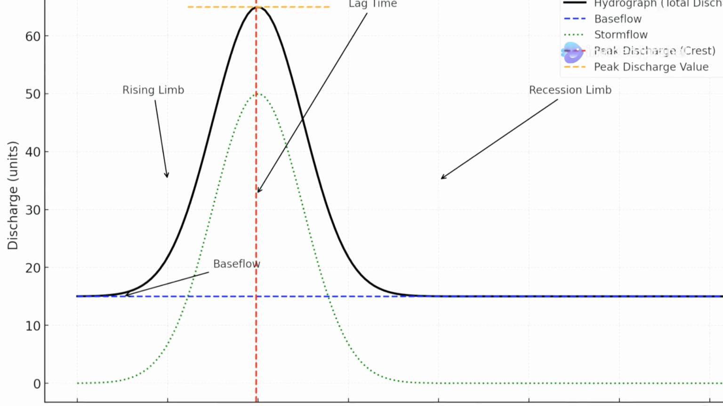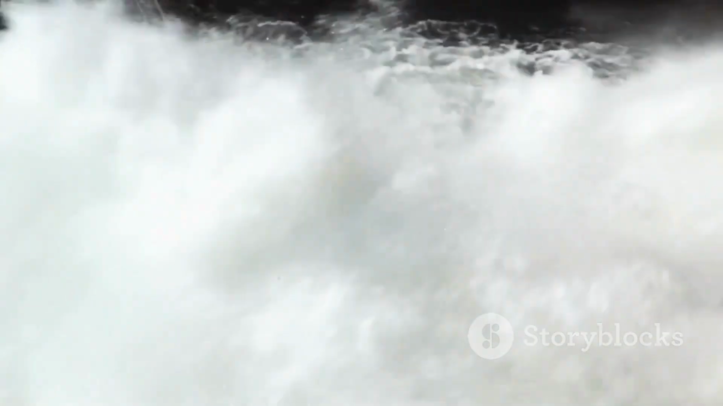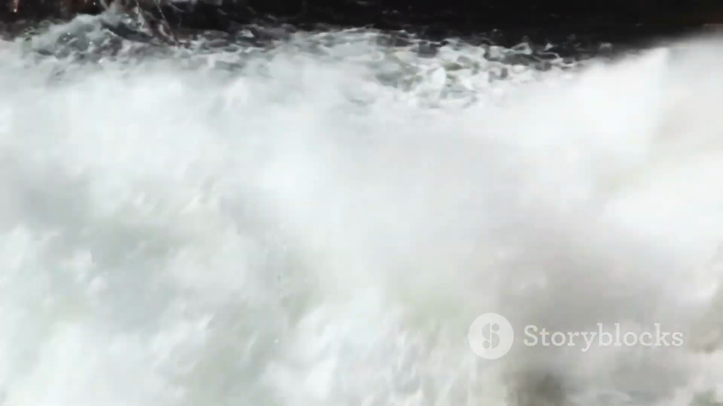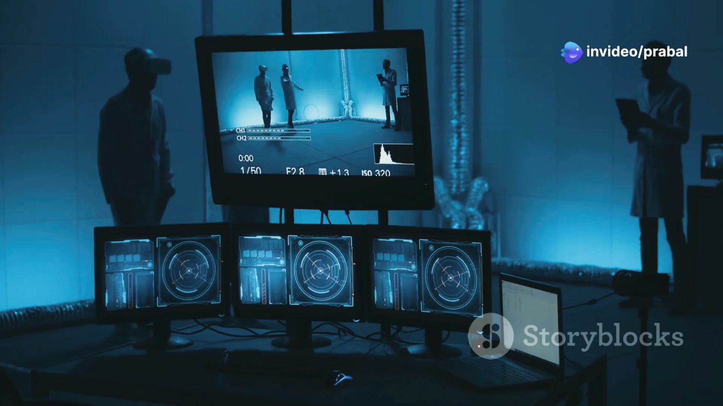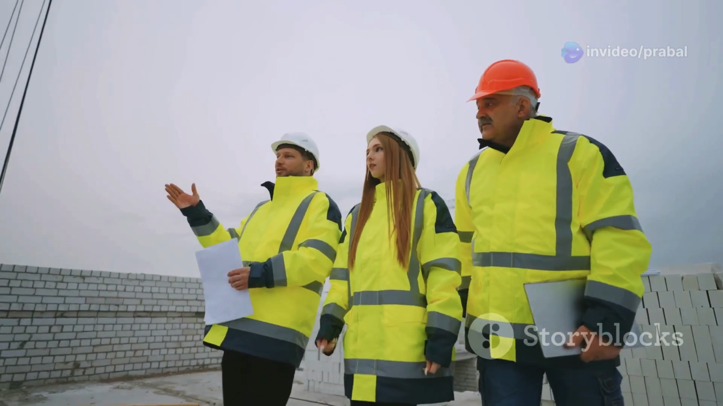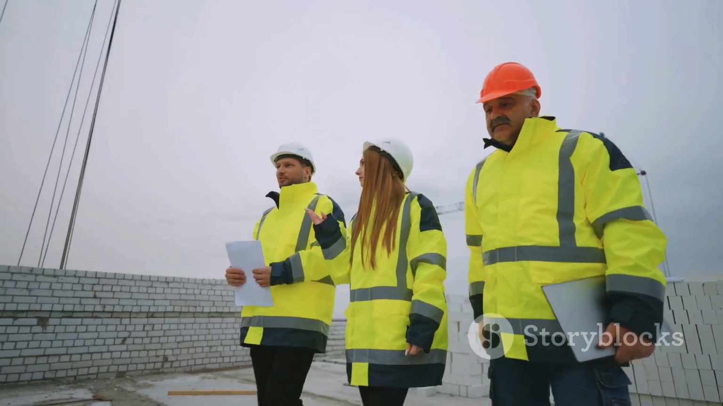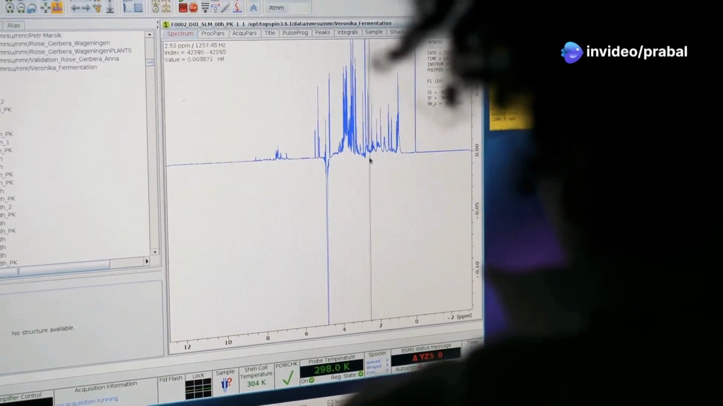Hydrographs show us how much water is flowing in a river or stream at a given time. They help us understand how rainfall, snowmelt, and other factors affect water levels. This information is crucial for managing water resources effectively. By studying hydrographs, scientists and engineers can predict floods, manage water supplies, and design structures like bridges and dams. So, let's dive in and learn more about these fascinating graphs.